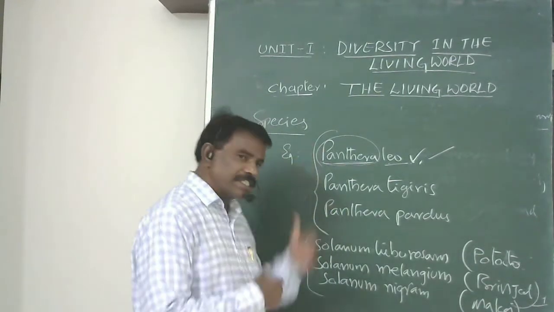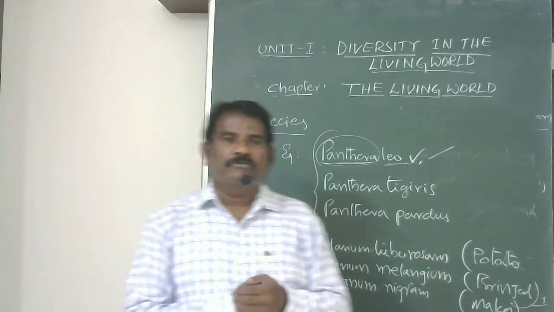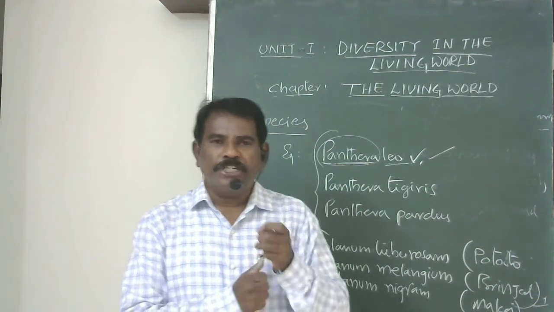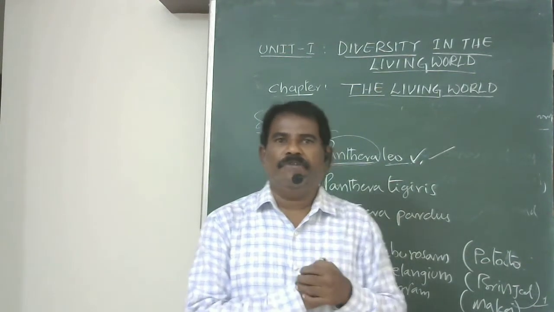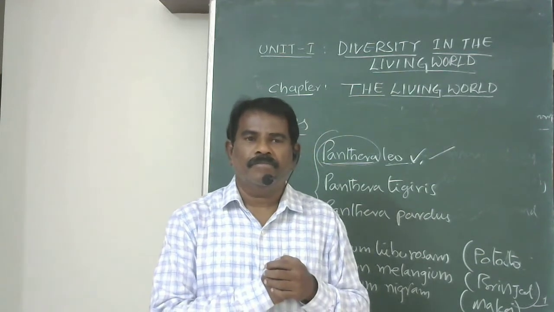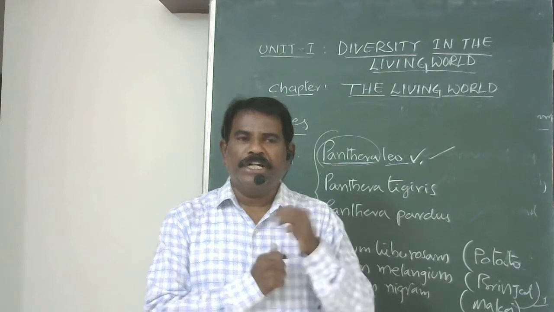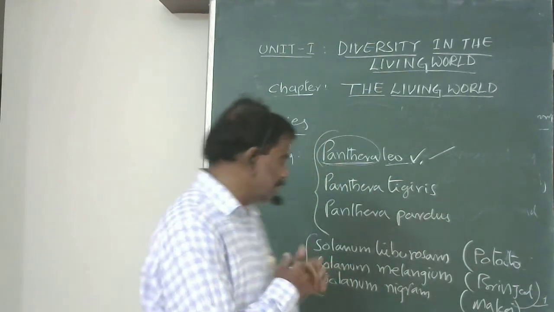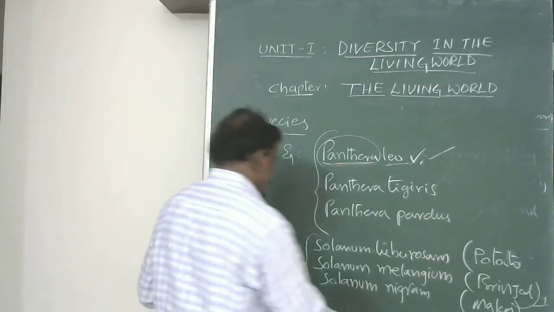Species is the lowest rank of the taxonomic hierarchy. Species means a group of individuals that are closely related, interbreed in nature, and produce fertile offspring. That is about the species.